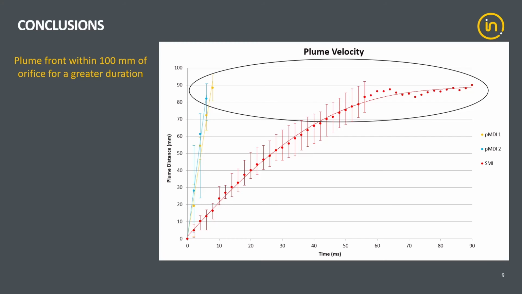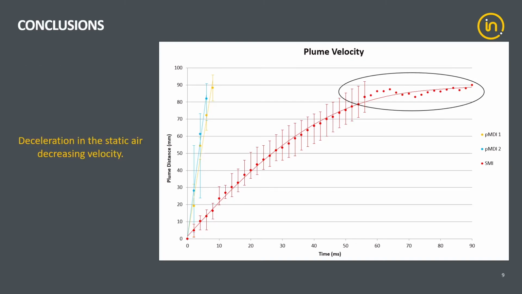Additionally, those who would be at risk of decreased clinical efficiency when using a conventional inhaler will receive a greater benefit from using an SMI. Finally, the SMI do not show a constant velocity, as mentioned, due to the deceleration in static air. This first occurs after approximately 30 to 50 milliseconds after the plume formation.